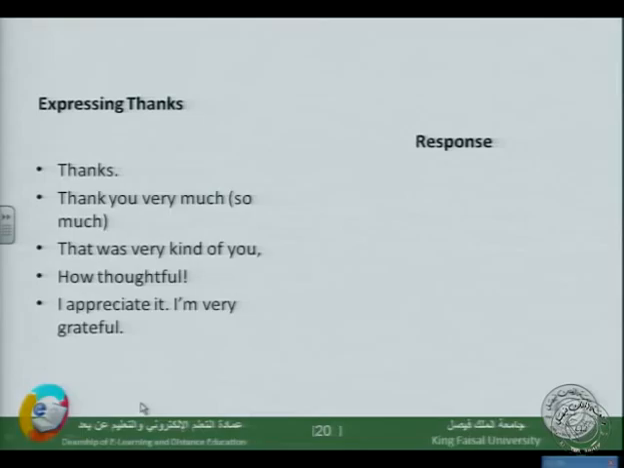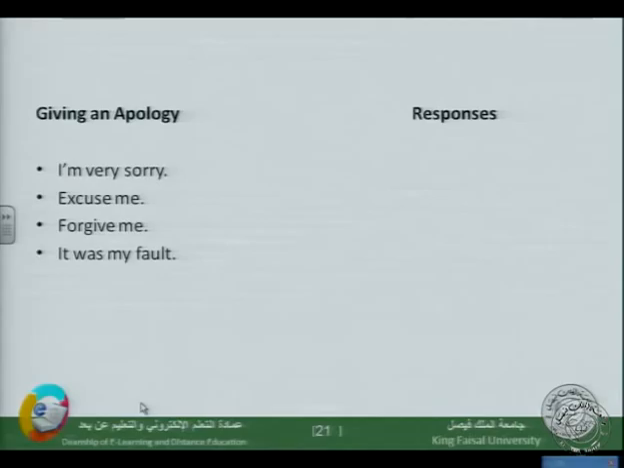And here is also how to express thanks. We have talked about this in the beginning, but this is a repetition of what you have taken, okay? When you express thanks, you say thank you very much, that was very kind of you, how thoughtful. Your response should be, you're welcome. Do not mention it.